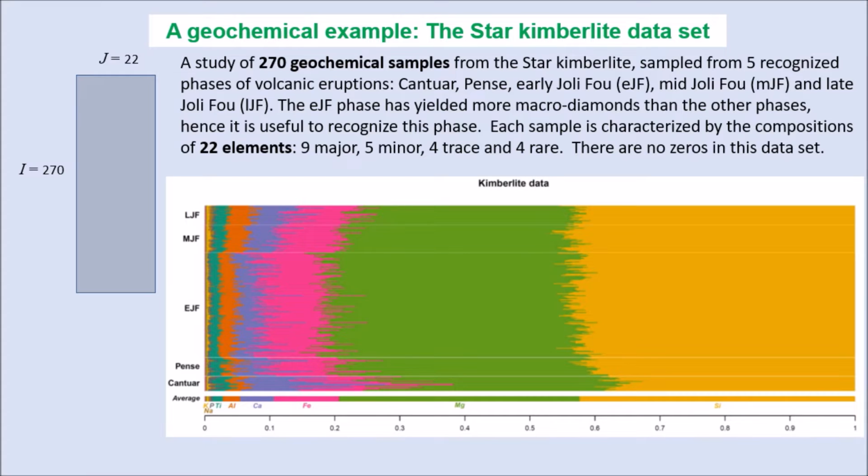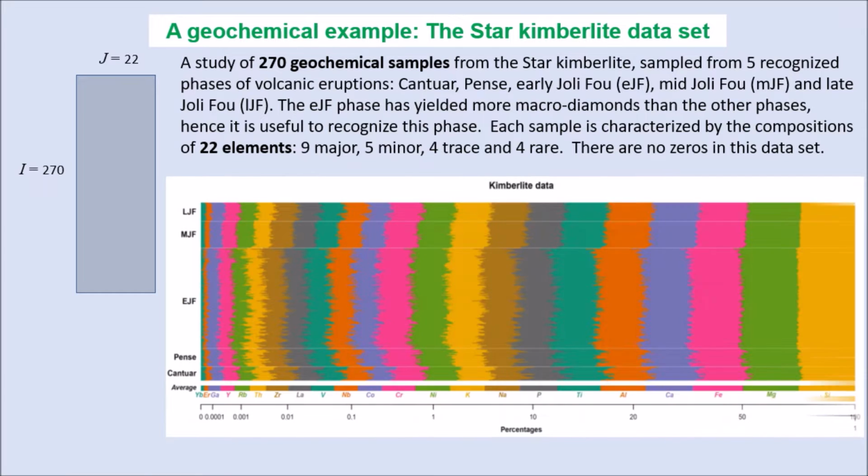Here we see that it is only possible to see the data for the 9 major elements. The others are too small on this linear scale of proportions. But by making a transformation involving logarithms, all the elements can be seen, but the scale is now nonlinear. Nevertheless, this helps in comparing the phases, and there are clear differences when changing to the EJF phase.